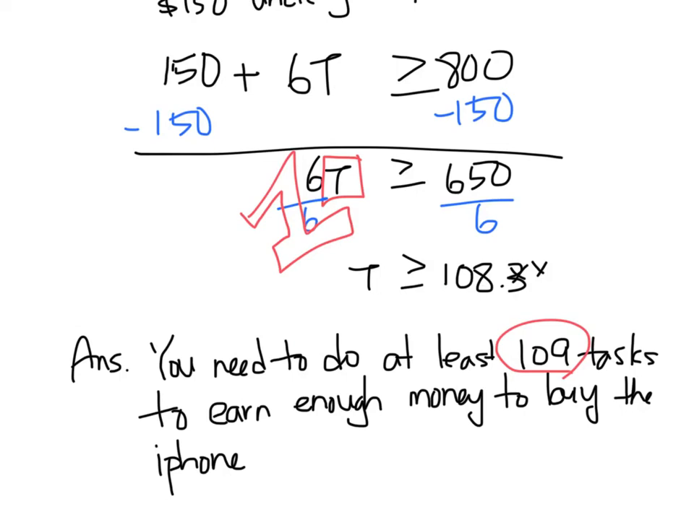It says you need how many? T is equal to or greater than 108.3. So if you do only 108 tasks, you won't have enough money. You gotta do more than 108. You cannot do 108.3 tasks. So you gotta do 109 tasks, okay? So you'll have a little bit more than $800 when you do this, okay?